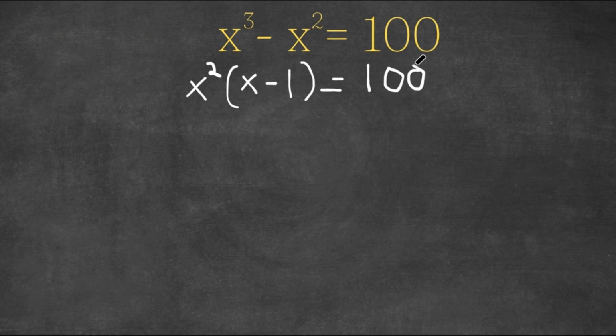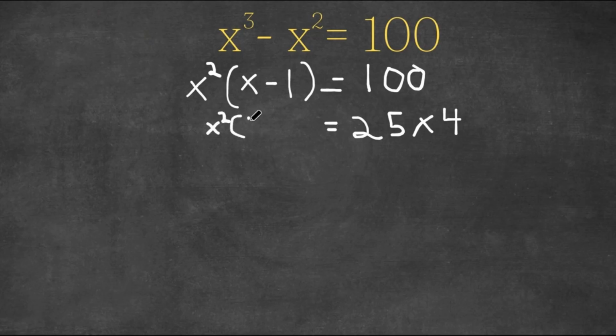Now what we're going to do is we're going to change 100 into 25 times 4. 100 is equal to 25 times 4. And this is still equal to x squared times x minus 1.